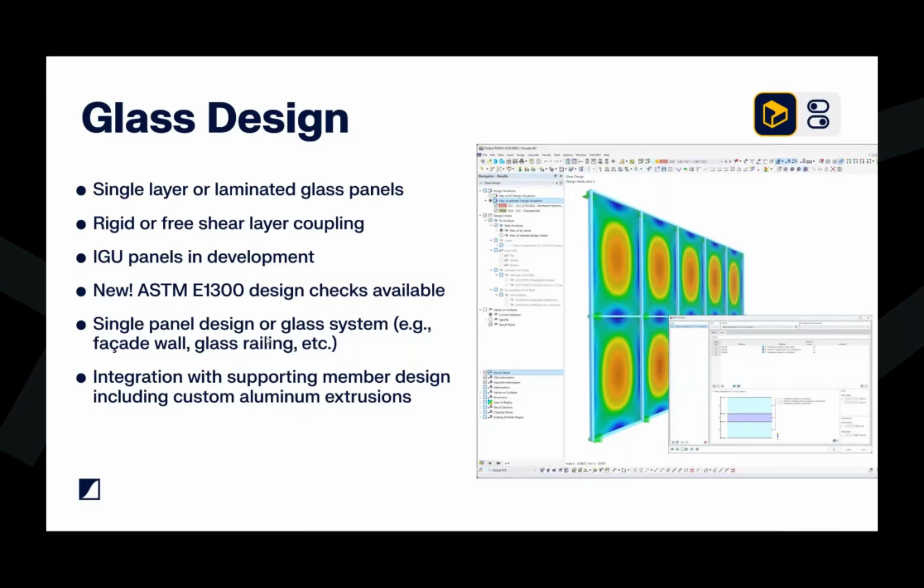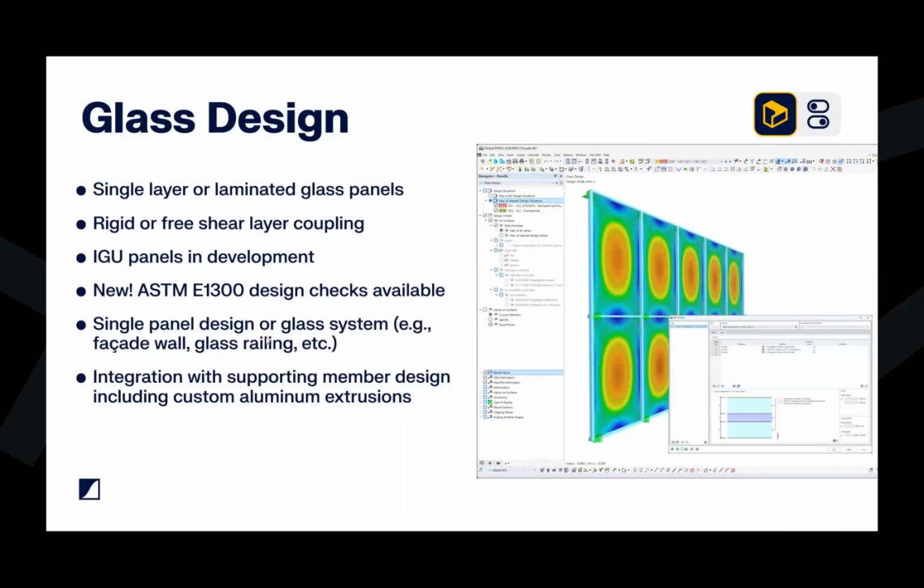Now, insulated glass panels. We previously had this in our older version, RFEM 5, but we wanted to do some updates and modifications just to better this analysis and design for IGU panels in RFEM 6. So it's not quite ready, but we plan to release that towards the end of this year. And that will be integrated directly within the Glass Design add-on. But what is new in RFEM 6 is the ASTM E1300. So we previously did not have this in our older version, but now you can carry out the design checks of these glass panels according to this US standard.